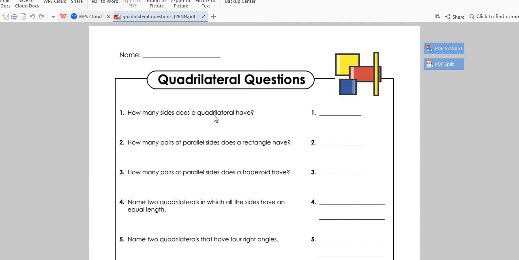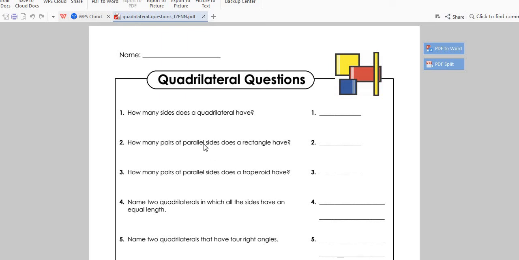Remember with me when we said before that a quadrilateral is a polygon that consists of 4 sides, right? I can hear you. So here, how many sides does a quadrilateral have? 4 sides. Okay. As an example, we have a square, a rectangle, a rhombus. Bravo. How many pairs of parallel sides does a rectangle have?